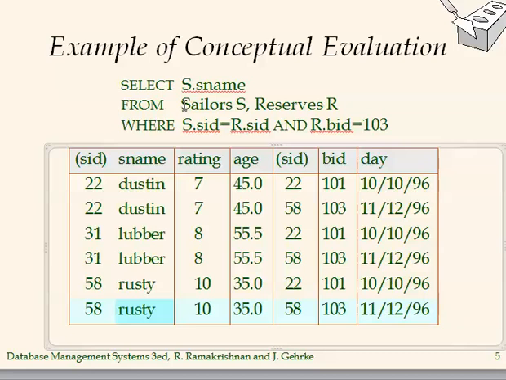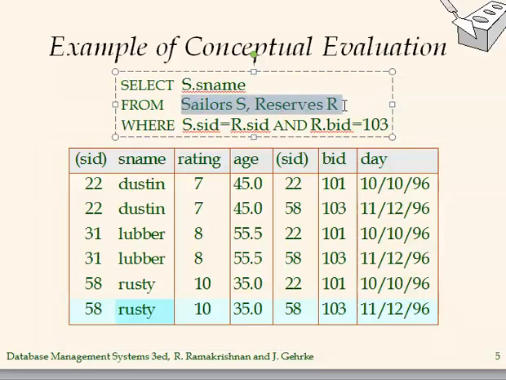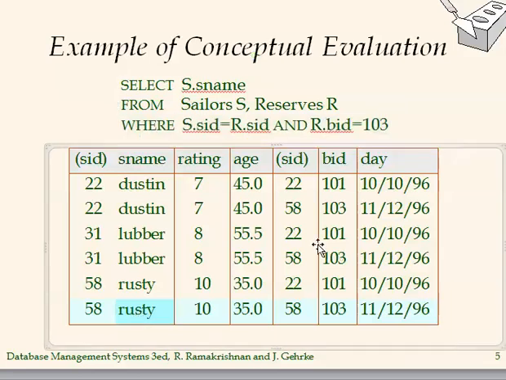So again, first we do the Cartesian product, then we eliminate the rows that don't meet the conditions. That means they're all eliminated, but we keep the last one. And then we do the projection over name. So the answer will be what is highlighted over here. And that's just an idea of how this is computed.